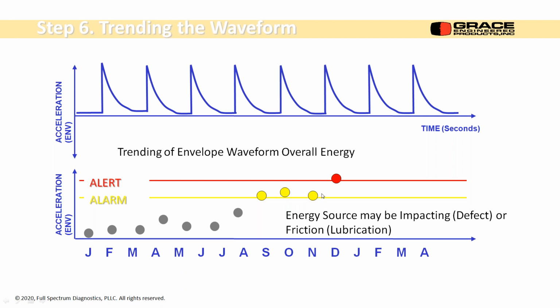And when it goes into alarm, there's two possible things it could be. It could be either impacting due to a defect in the raceway, or it could be friction from lack of lubrication. So either way, we probably give it a shot of grease and see if it settles down. That works quite a bit, but if it comes back, there is some type of damage starting in the raceway. Very early indication. This isn't where you change the bearing. This is where you maybe step up the trending a little bit.